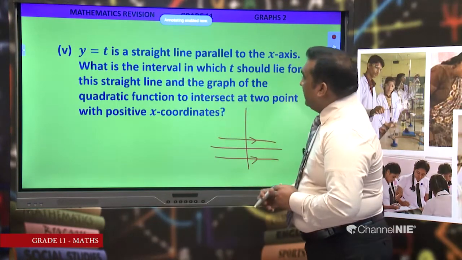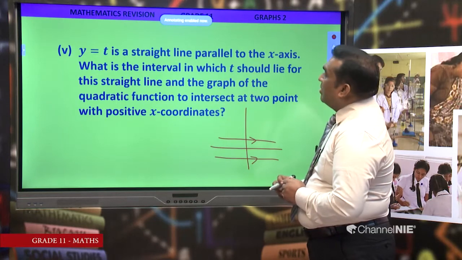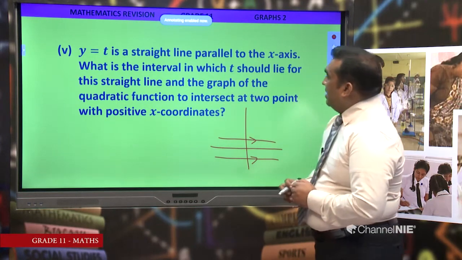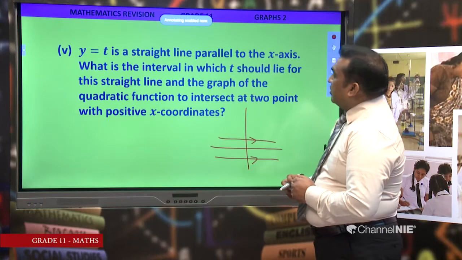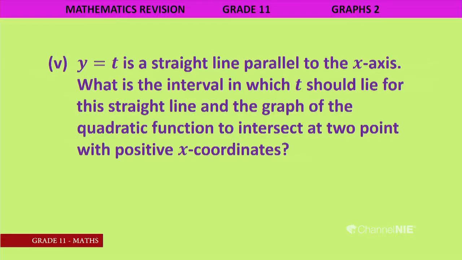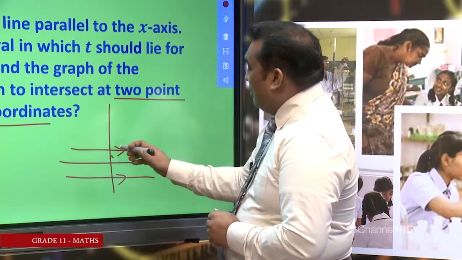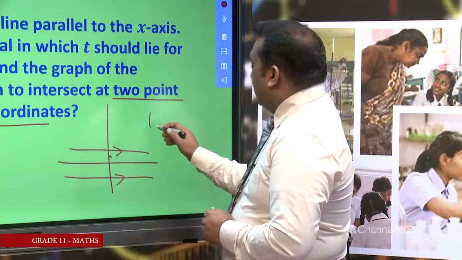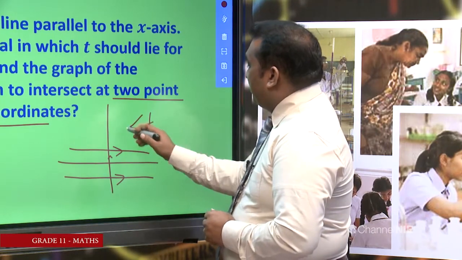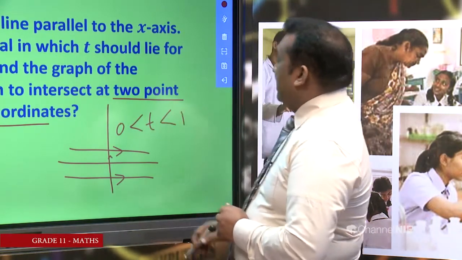What is the interval in which t should lie on this straight line? And the graph of the quadratic function to intersect two points with positive x coordinate. Positive x coordinate means definitely above the x axis, above the x axis means greater than 0, less than 1. Therefore, this should be the range.